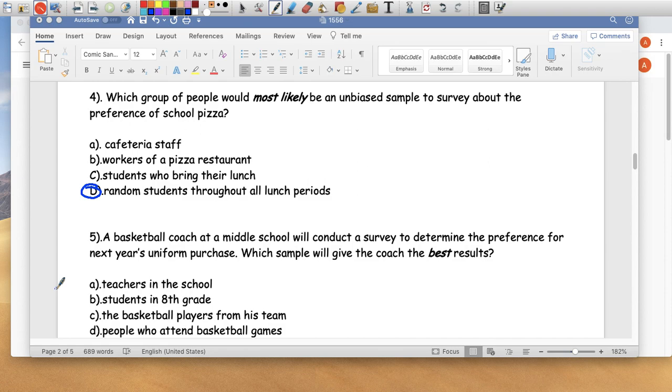A basketball coach at a middle school wants to conduct a survey for the preference of next year's uniform. Which sample will give the coach the best results? A teacher in the school, definitely not.